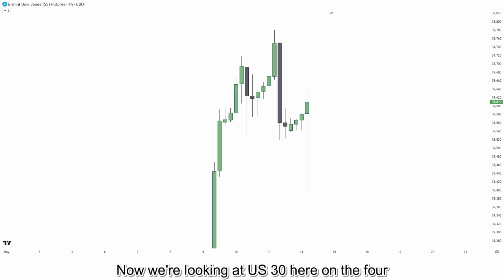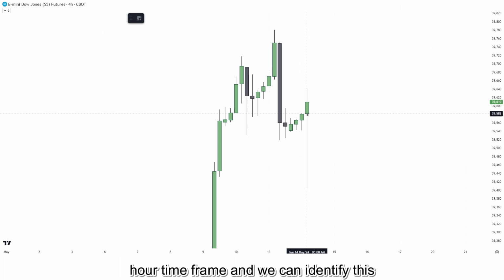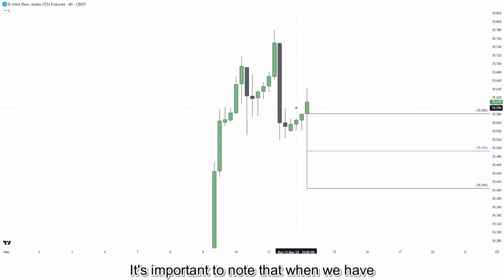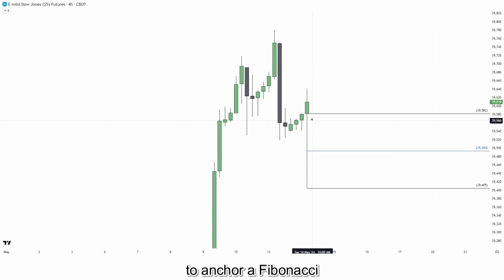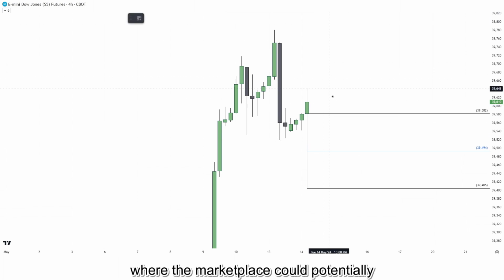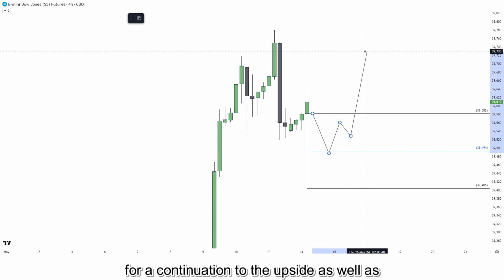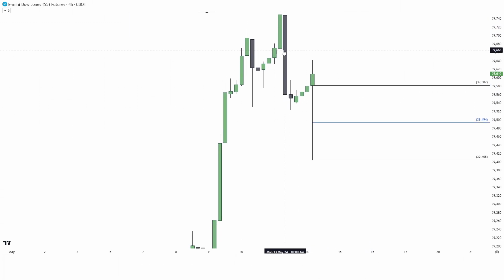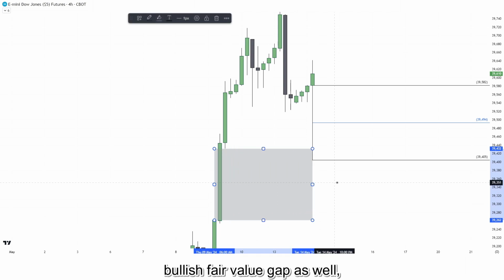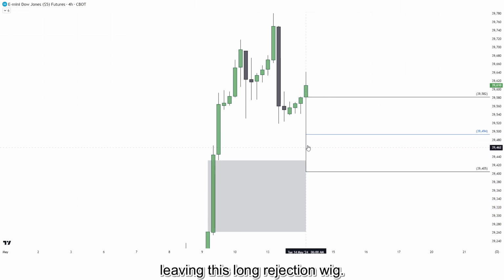Now we're looking at US 30 here on the 4-hour time frame, and we can identify this long wick inside the marketplace. It's important to note that when we have long wicks inside the marketplace, you want to anchor a Fibonacci from the high to the low, and that 50% is generally a support level where the marketplace could potentially bounce from for a continuation to the upside, as well as we have came lower inside of this 4-hour bullish fair value gap as well, leaving this long rejection wick.